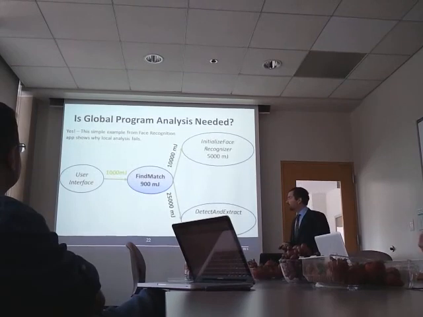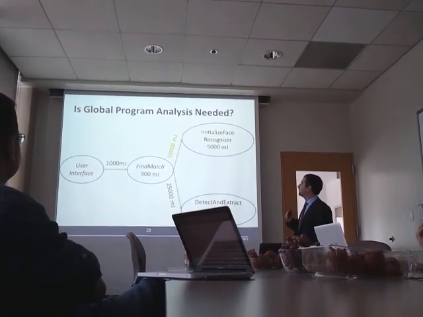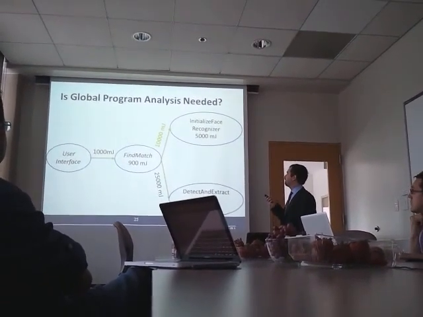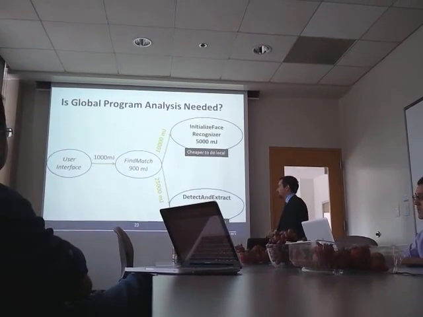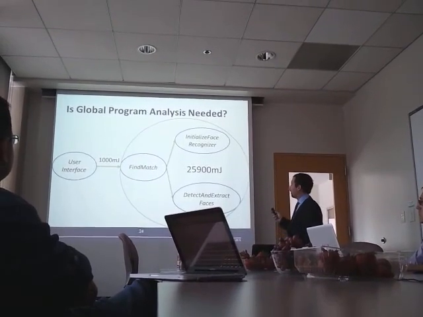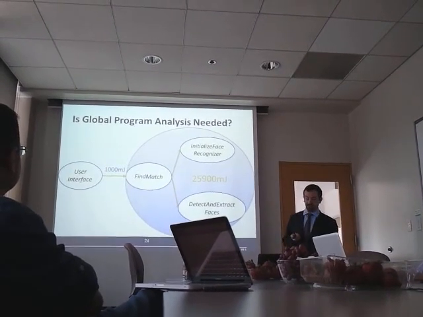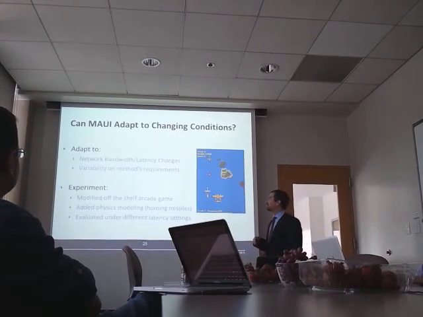To offload, it's better to look. So to offload just only face recognizers, we will pay 10,000 and we will be saving 5,000. So this is cheaper again to look. And the same will happen for detect and extract. However, if we do everything offloaded, we will only pay 1,000 millijoules and we will save almost 26,000. So of course, it's cheaper to offload.